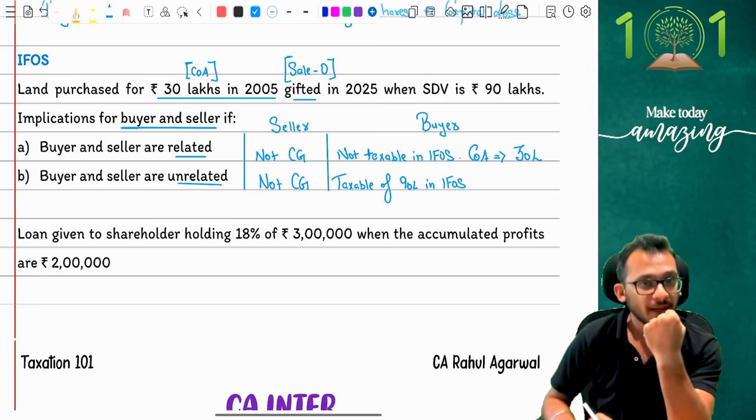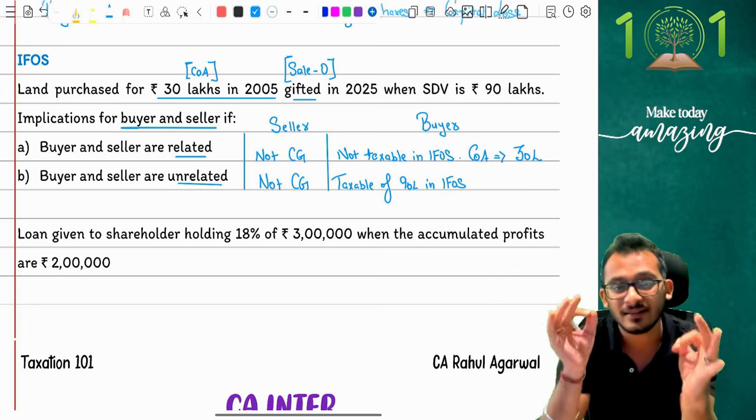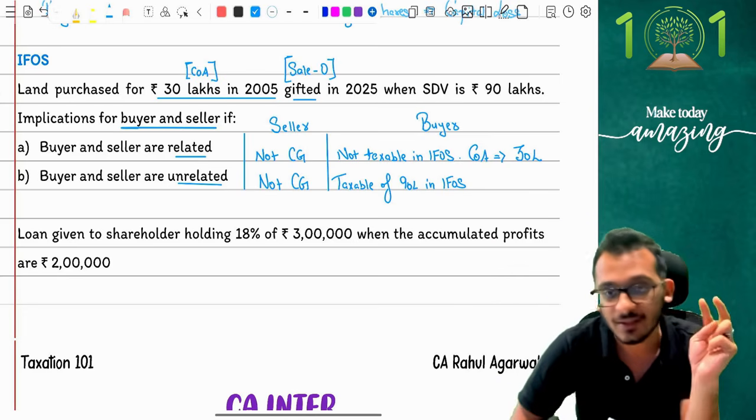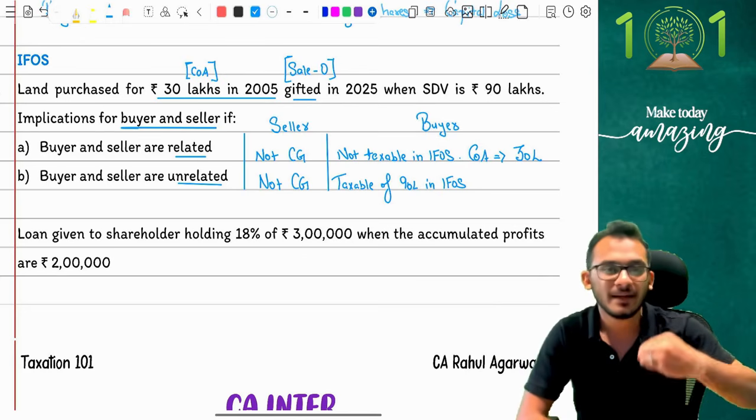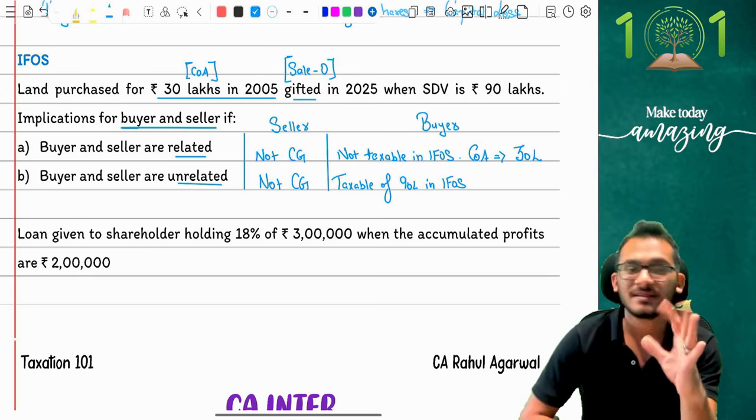People, now I am the buyer. I have already paid 90 lakhs to the government as IFOS gift. At this point, I have 2 choices. Choice number 1, I will say, sir, I have already paid 90 lakhs to you. So technically, it's like I have purchased this land from you. So my cost is 90 lakhs.